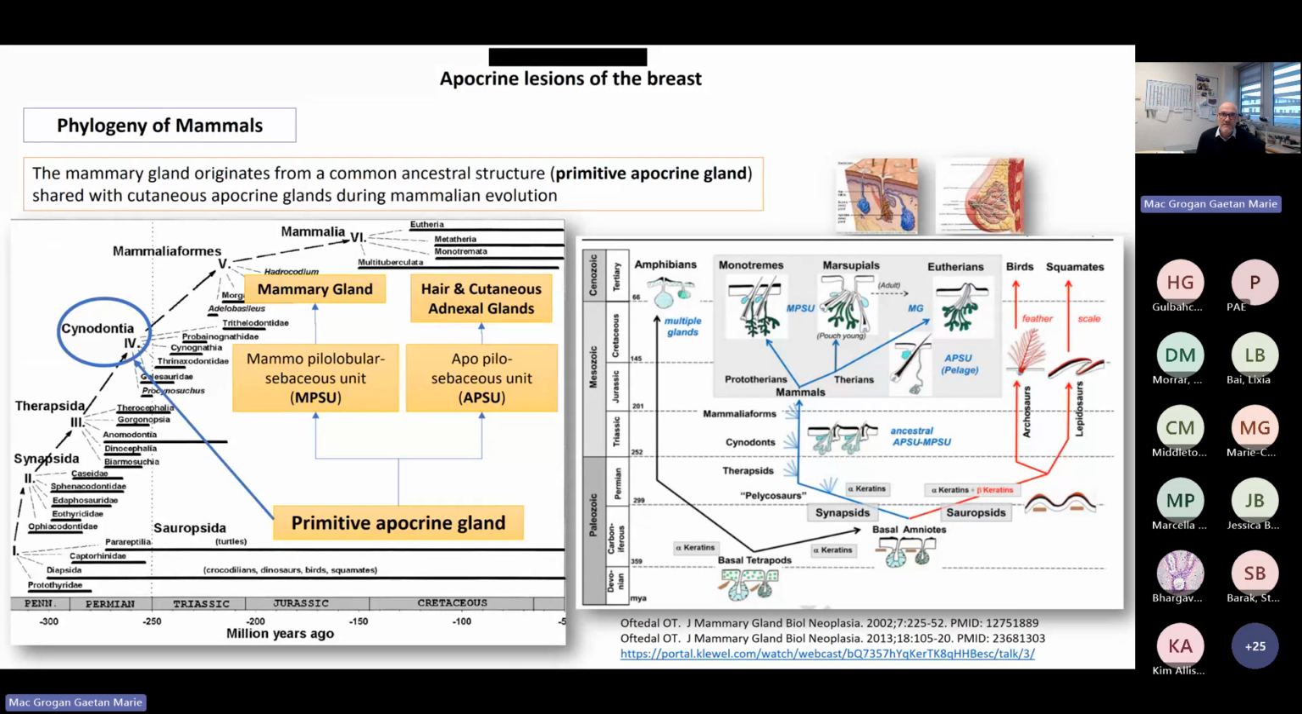First of all, when you look at the phylogeny of mammals, the mammary gland shares a common ancestor with the apocrine glands of the axilla and the anogenital region. And this common ancestor was a primitive apocrine gland that appeared sometime 250 million years ago in pre-mammalian species, and that it evolved later on towards a mammary gland and hair and cutaneous adnexal glands in the mammals.